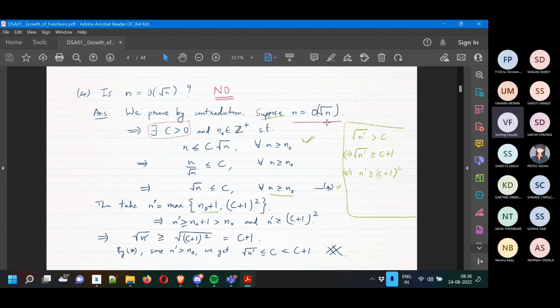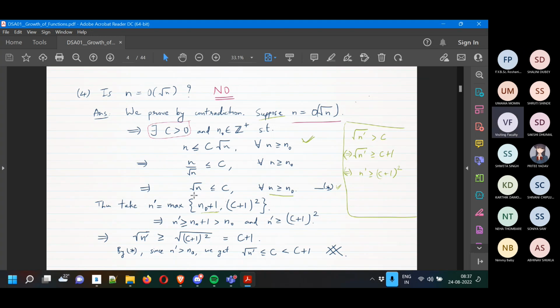So suppose it is big O square root n, which means by definition there is a constant c and an n naught such that n is less than or equal to c times square root n for all n greater than or equal to n naught. This was the first line. Now if I take fractions, n by square root n is less than or equal to the constant for all n greater than or equal to n naught. But this is square root n by square root n, so square root n is less than or equal to the constant for all n greater than or equal to n naught. This is wrong, right? Because n tends to infinity, after some point this number is going to be larger than the constant.